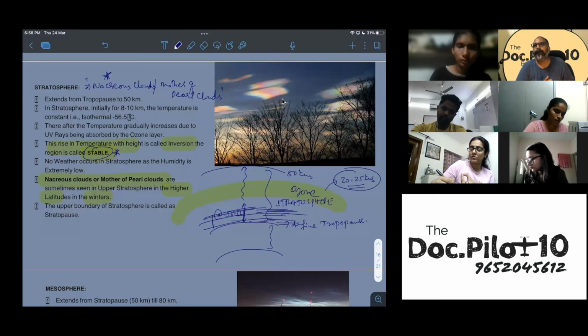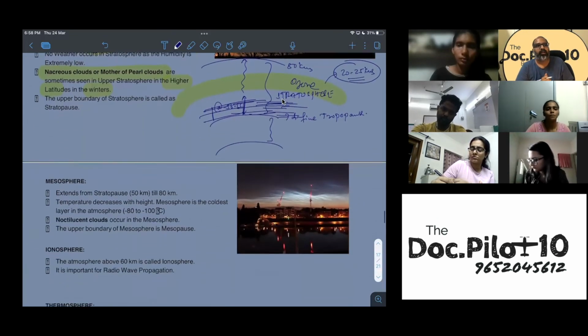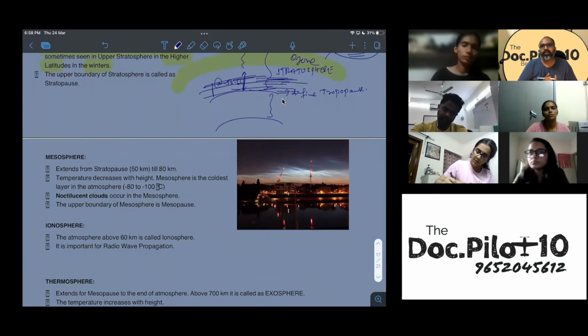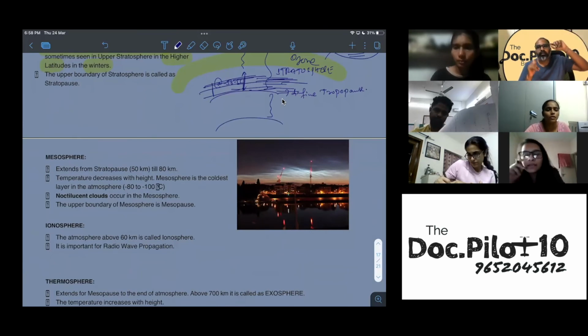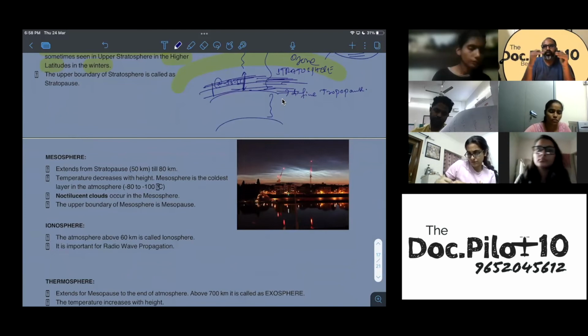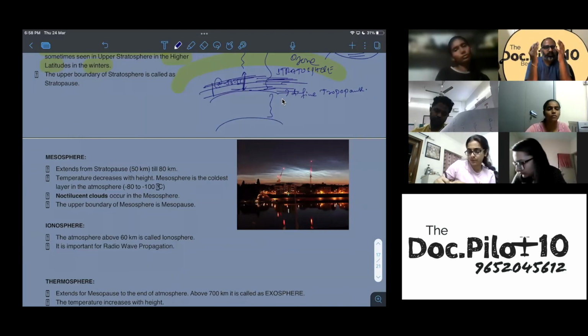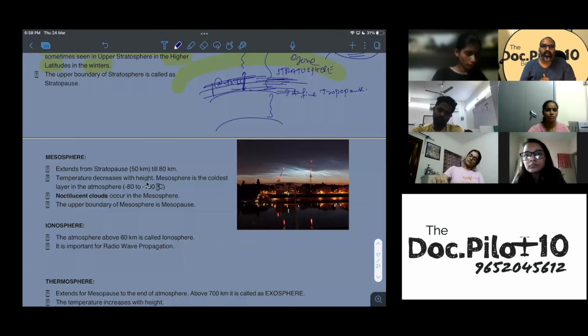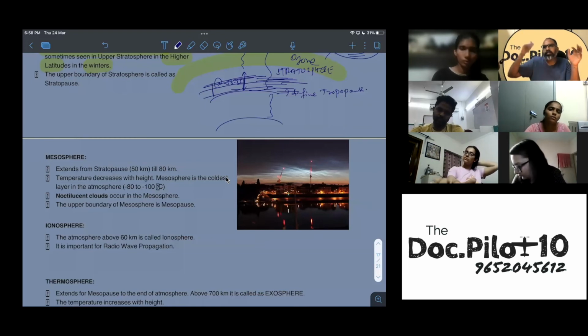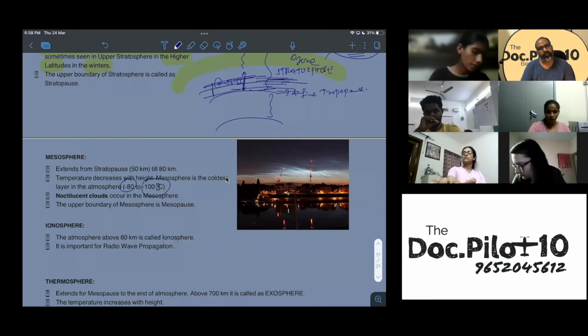What is the next layer? Mesosphere. The lower boundary of the mesosphere is the stratopause. The mesosphere extends from the stratopause at 50 kilometers to 80 kilometers. Sorry, the stratopause is at 50 kilometers, the stratosphere ends at 50, so 50 to 80 is the mesosphere. It is the coldest layer, because the ozone layer is over, as you go up the temperature falls. It is the coldest layer, minus 80 to minus 100 degrees centigrade.